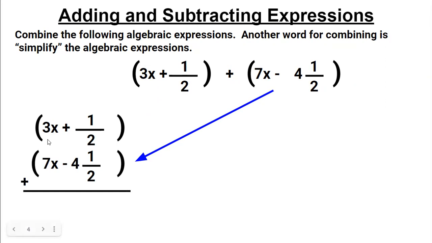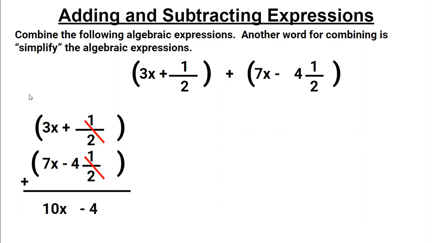So we have 3x plus 7x. What's that going to give us? 10x. Now be careful on this next part. We're going to have to add 1/2 plus negative 4.5. So that's really a subtraction problem, isn't it? And the answer is going to be negative because the 4.5 is bigger than the 1/2. So we can actually cross off the 1/2 because there's a negative 1/2 and a positive 1/2, leaving us with just negative 4. Okay, so that is the combination of the two expressions.